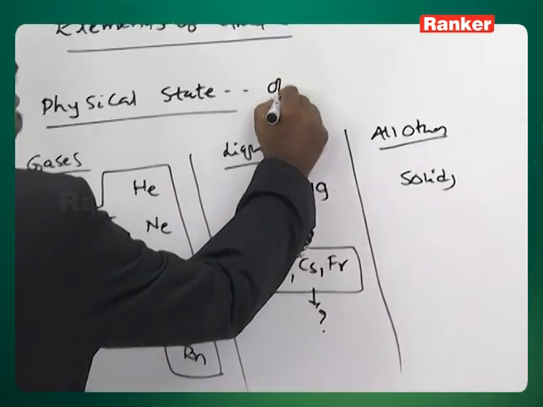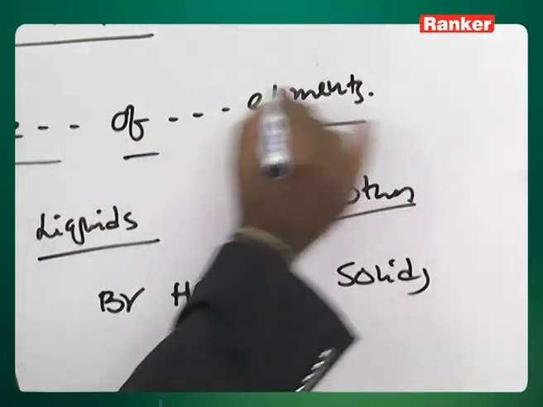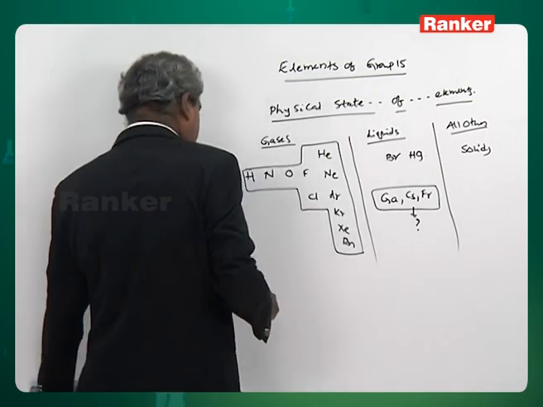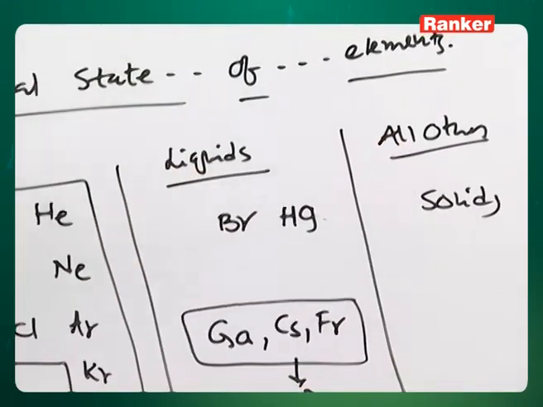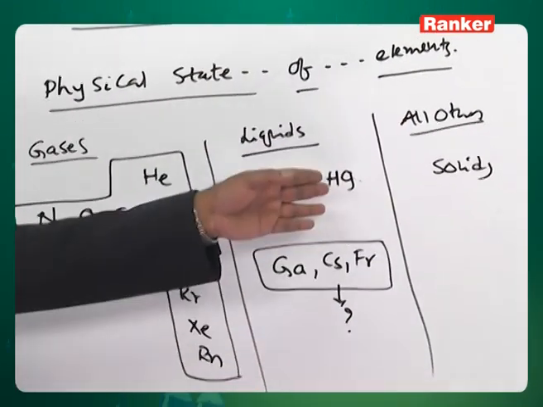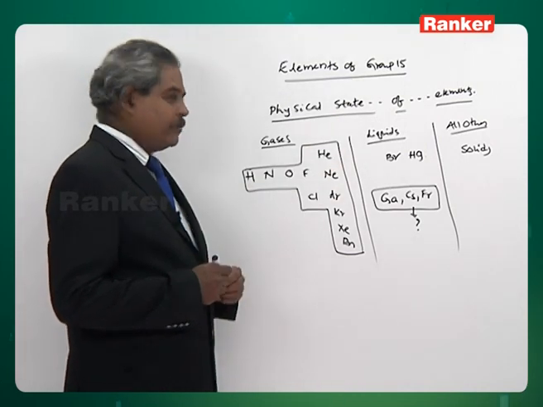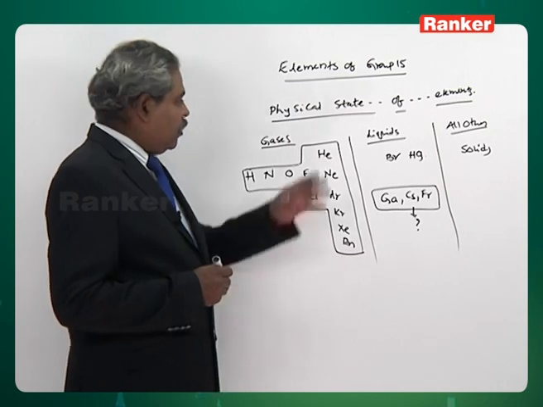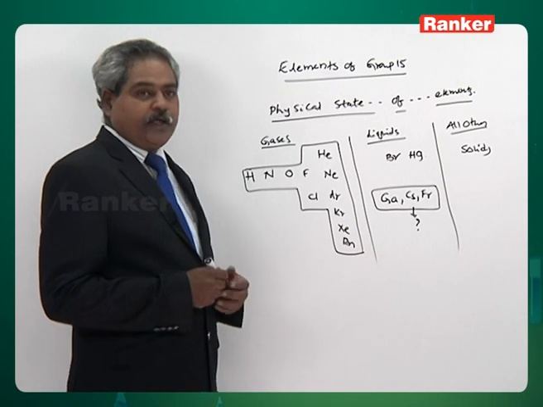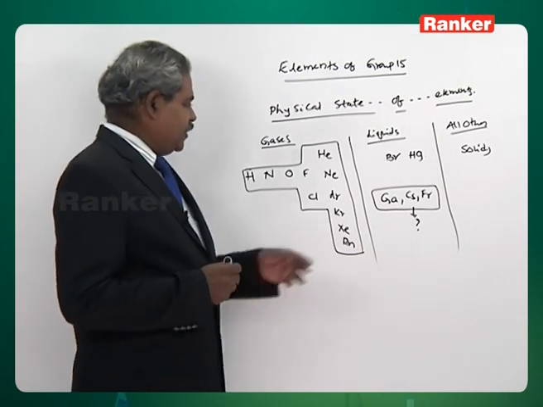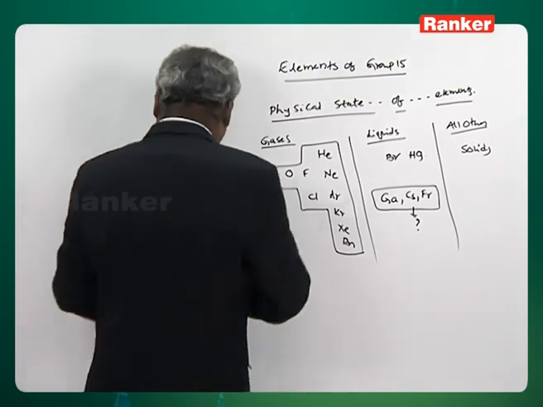Physical state of all elements. The entire P block, you can easily give the physical states. Now, you can even say all S, D and F block elements are solids except mercury. All S, D and F block elements being metals, they are solids. Only mercury is not a solid there. And as I told you, cesium, francium, there is some element of discussion on that. Let's not worry about that.